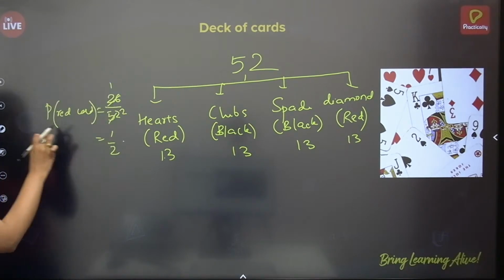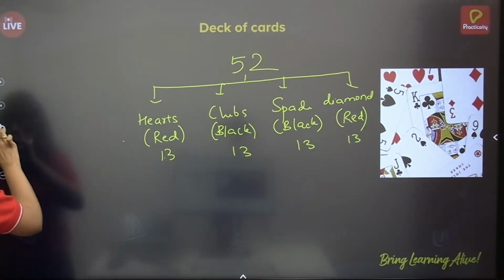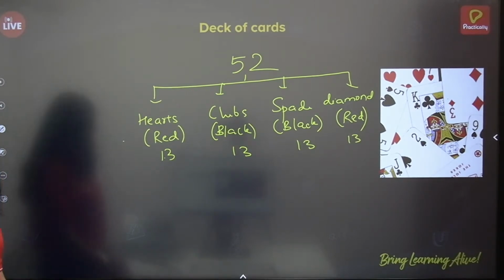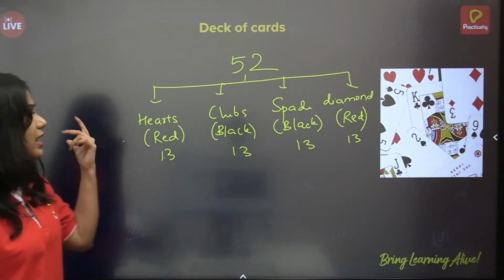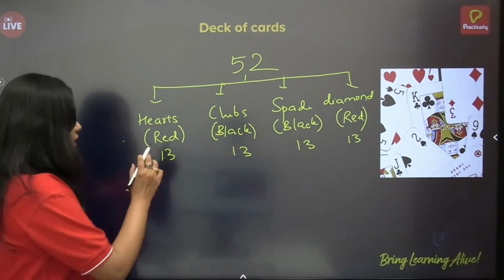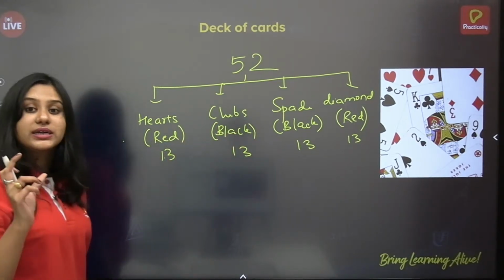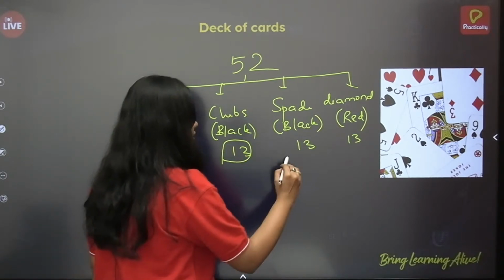So let me just erase this. I am repeating it again. In a deck of 52 cards, there are hearts, clubs, spades and diamonds. Hearts and diamonds are red, clubs and spades are black. Now each of them is a set of 13 cards.